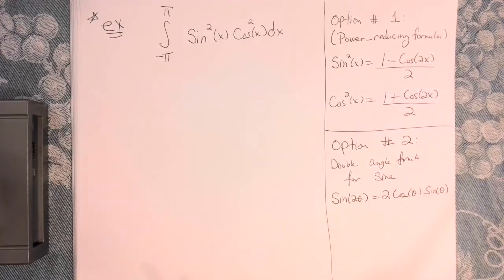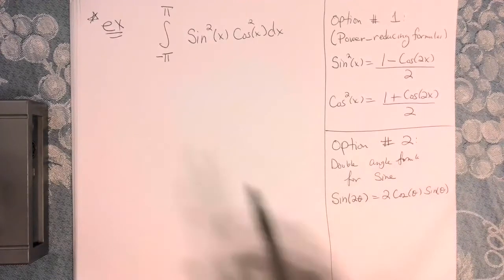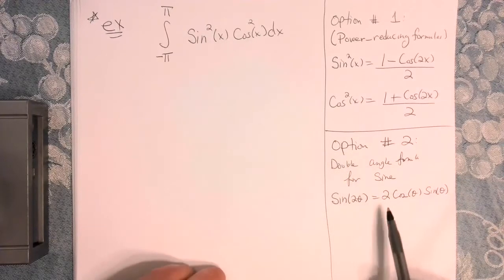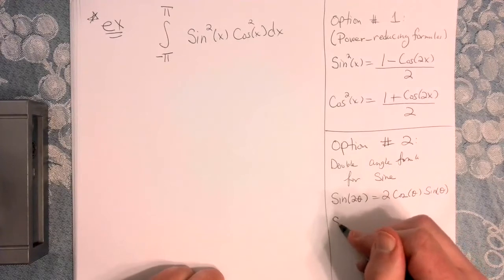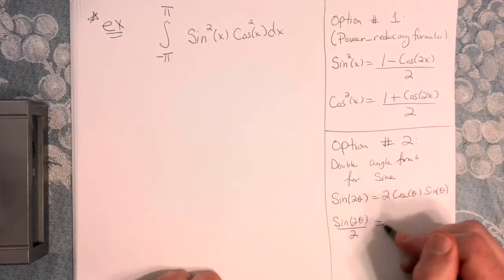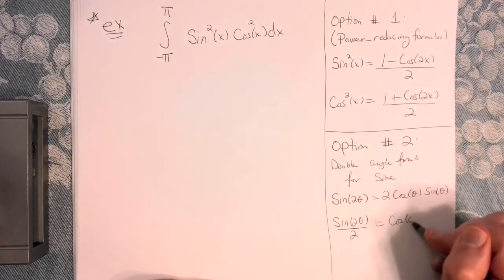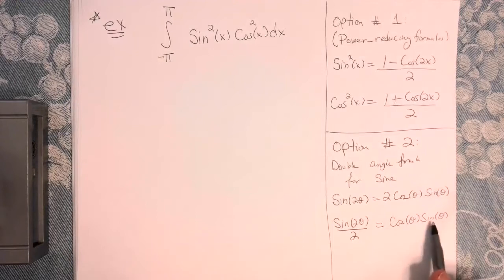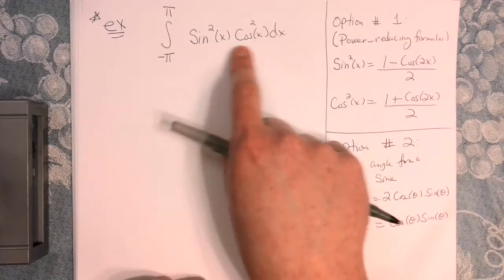sine of theta. Now, you might be saying, why is that helpful? And that's a good question. You just want to look here and realize that you almost have a form like this. If you divide both sides by 2, so you can say that sine of 2 theta over 2 is equal to cosine of theta sine theta, which of course is the same thing here as sine theta times cosine theta, right? Multiplication is commutative.